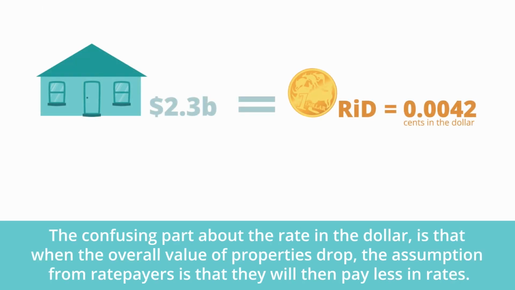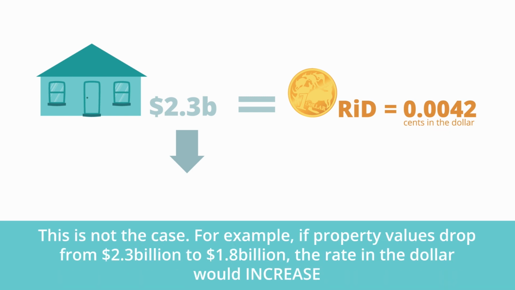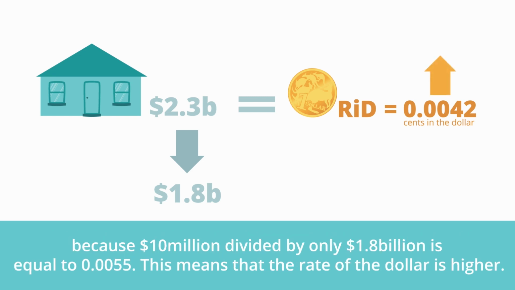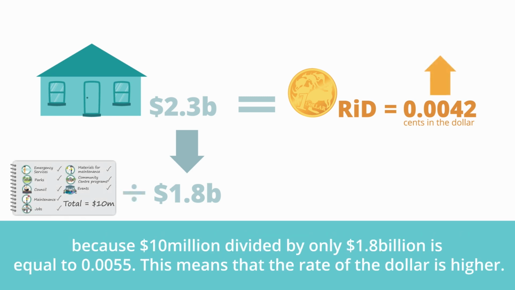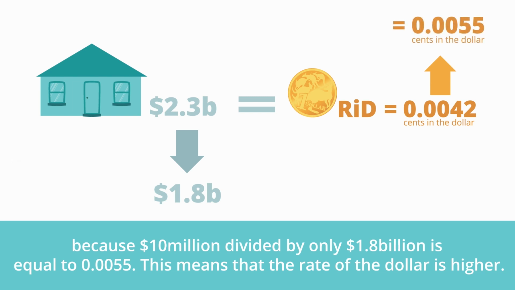The confusing part about the rate in the dollar is that when the overall value of properties drop, the assumption from ratepayers is that they will then pay less in rates. This is not the case. For example, if property values drop from 2.3 billion to 1.8 billion, the rate in the dollar would increase, because 10 million divided by only 1.8 billion is equal to 0.0055. This means that the rate of the dollar is higher.